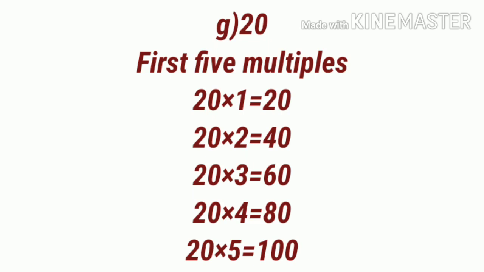Next example is 20. 20 multiplied by 1, we get 20. 20 multiplied by 2, we get 40. 20 multiplied by 3, we get 60. 20 multiplied by 4, we get 80. 20 multiplied by 5, we get 100. So here, by multiplying 20 by 1, 2, 3, 4 and 5, we get 20, 40, 60, 80 and 100. So 20, 40, 60, 80 and 100 are the first 5 multiples of 20. Okay.